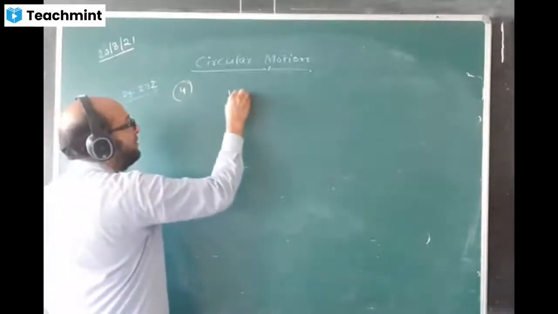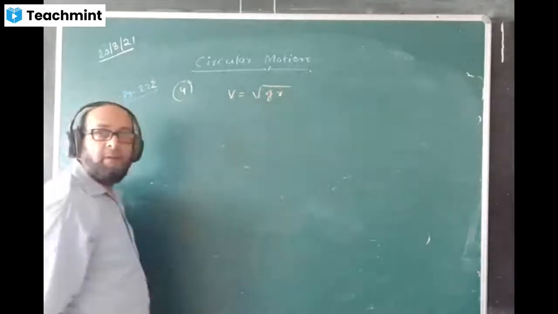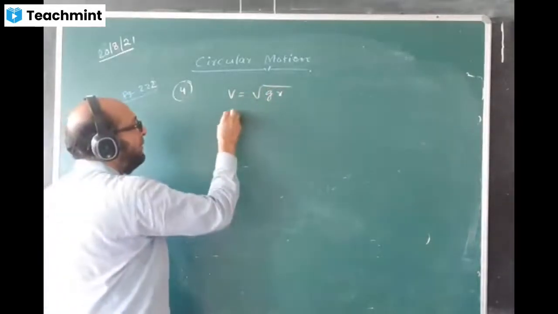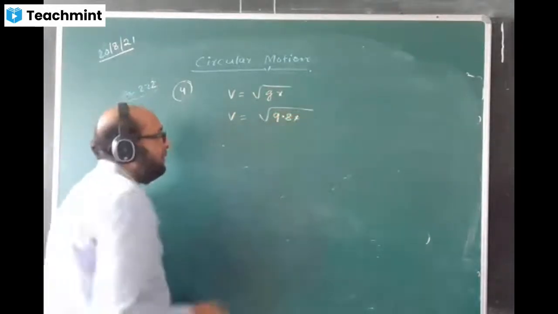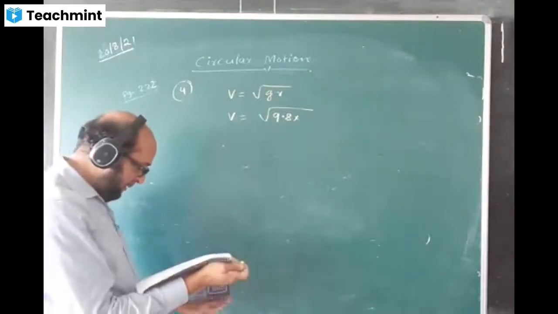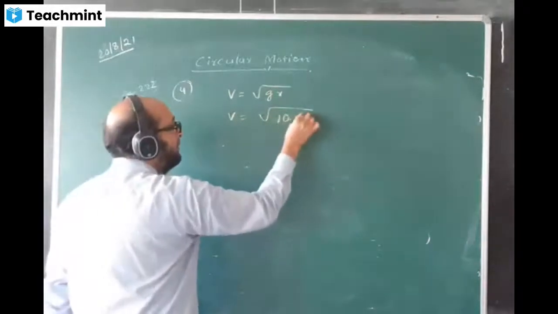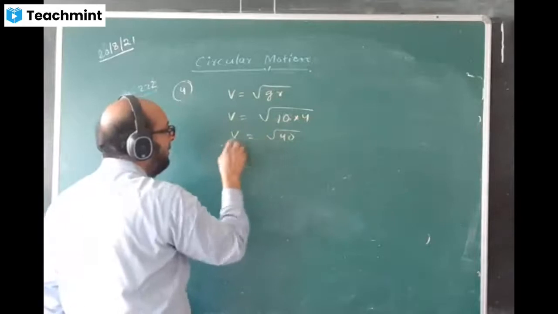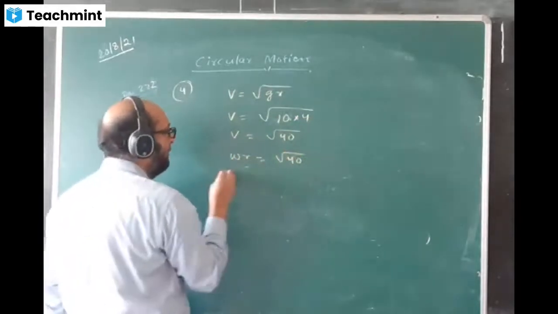We'll be using the formula V is equal to root gR. I think this is the minimum velocity, no? At least the body does not fall down. Find the value of V. The value of g is given 10 and the value of radius is given 4. This is coming root 40. This is the value of V. Now V is equal to omega R is equal to root 40.